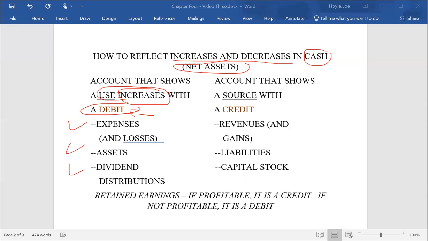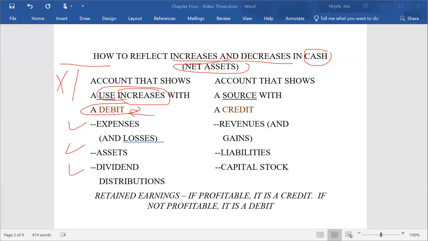You can use cash for assets. You can use cash for dividend distribution. So if you have any one of those three accounts and you want to increase either an expense or an asset or a dividend distribution, 500 years ago, a mark would have been made on the debit side. Today, that same amount would be put on the debit side. The system still works in that way.